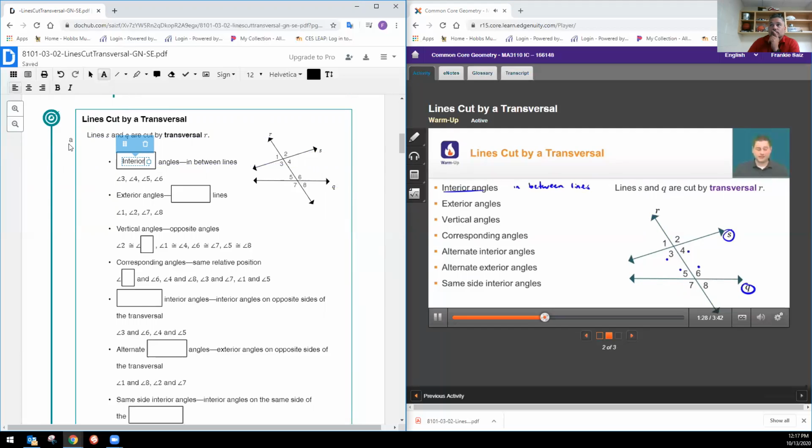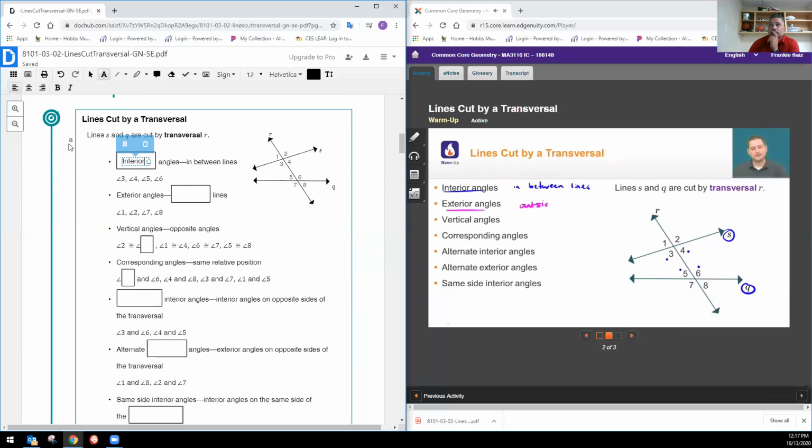Those are interior angles, where our exterior angles are, you guessed it, outside the lines. So if we take a look at our diagram here, we can see angles 1, 2, 7, and 8 would be considered exterior angles. Okay.